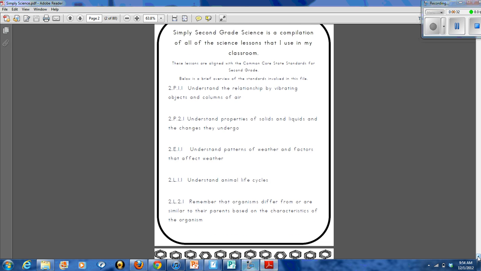The first page, you are going to find the standards that we're going to be working on. The vibrating objects, force and motion, matter, solid, liquid, and gas, weather, animal life cycles, and then also how organisms are the same and differ from the characteristics of their parents.